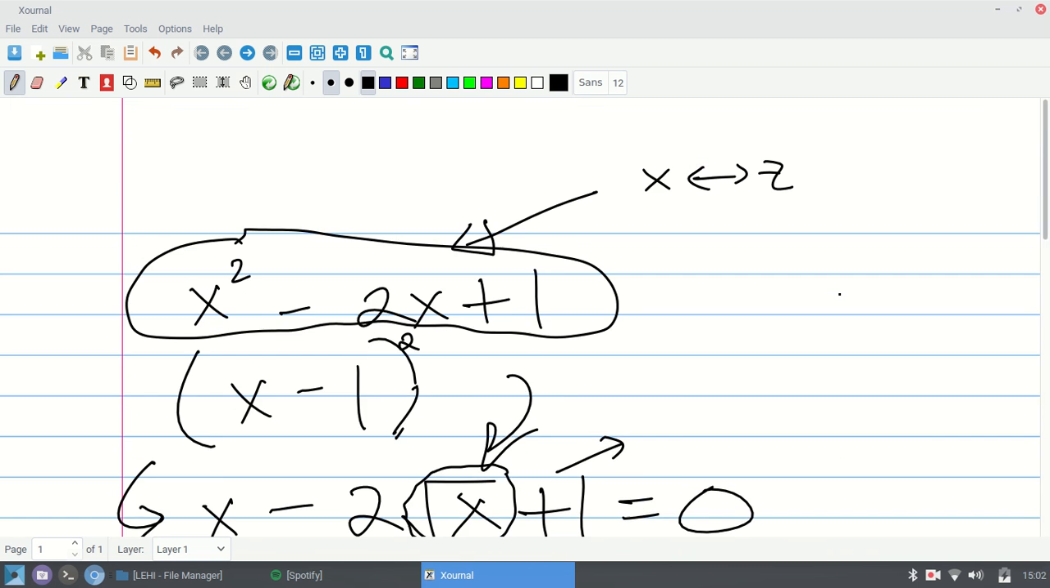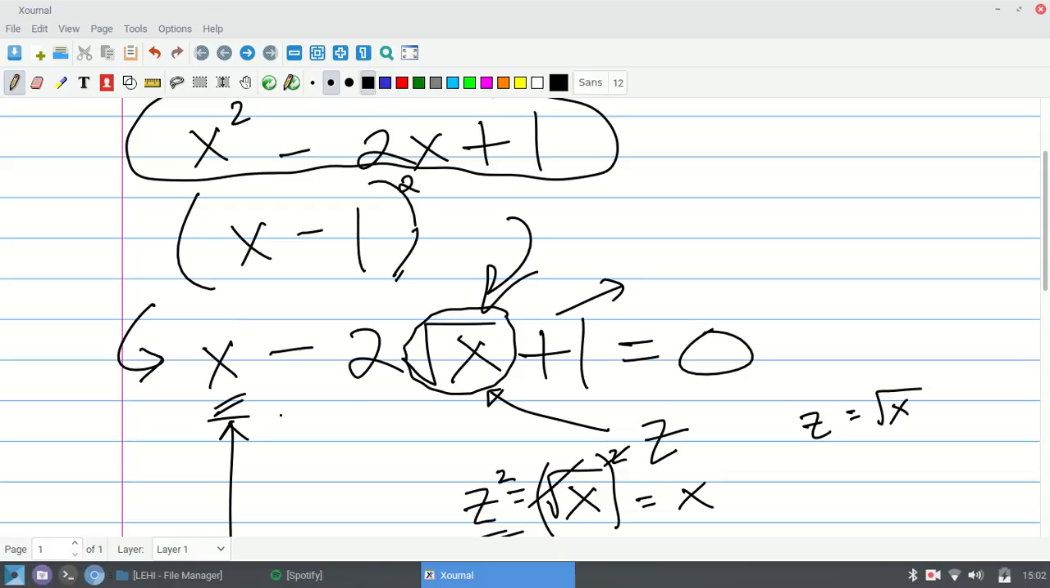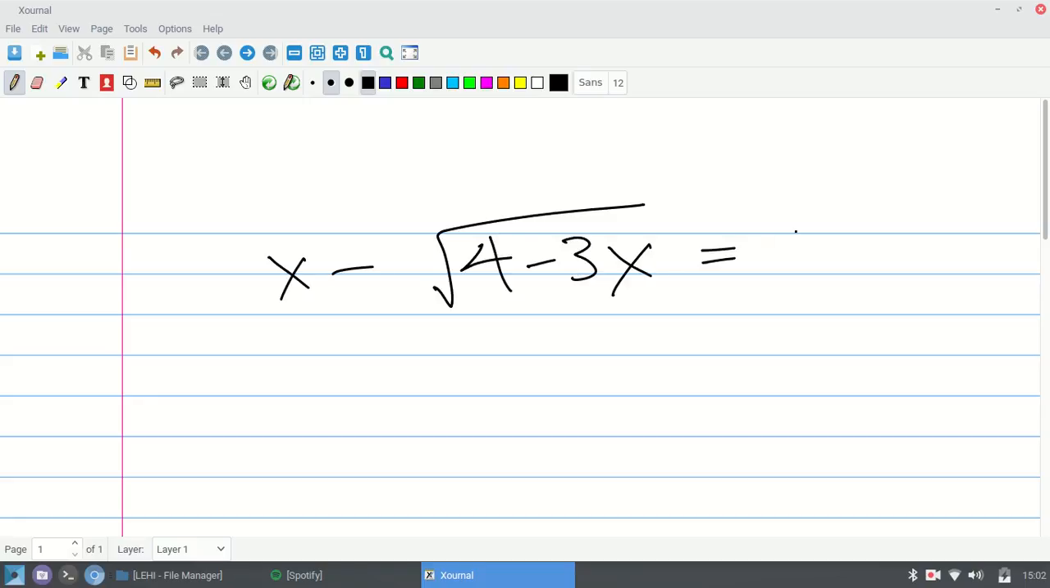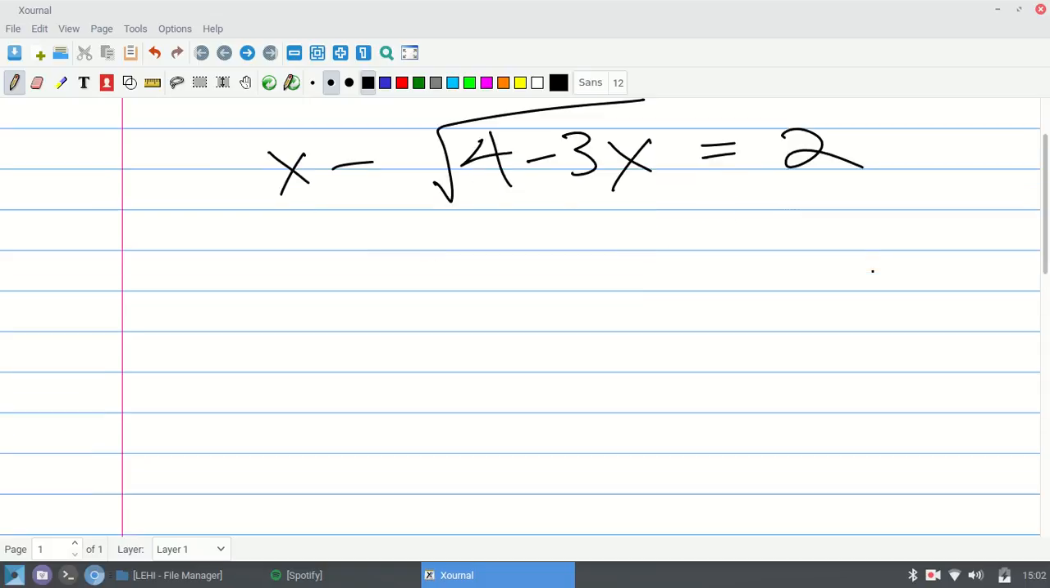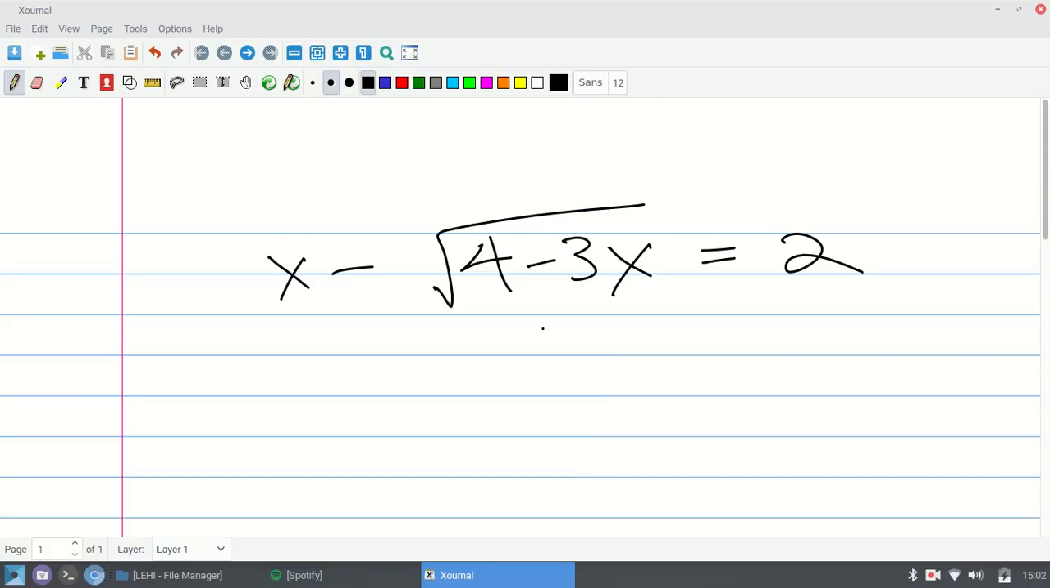Now, this is kind of like a simple equation, even though it's got root x. What if we make things a little more interesting? So what if we have x minus the square root of 4 minus 3x equals 2, or something like that. I don't even know if this equation is going to give me a nice answer for x, but let's just see.